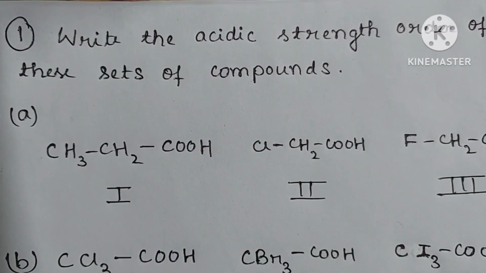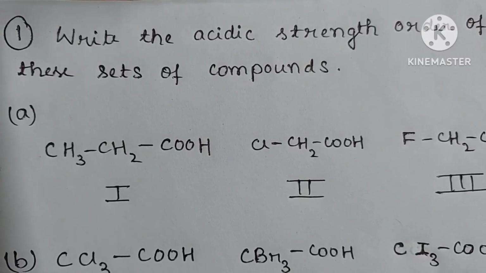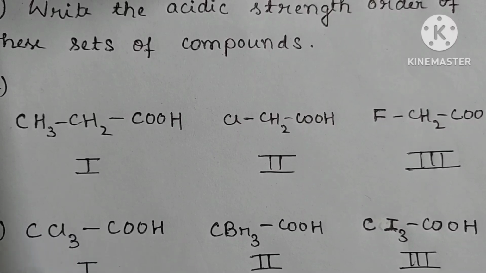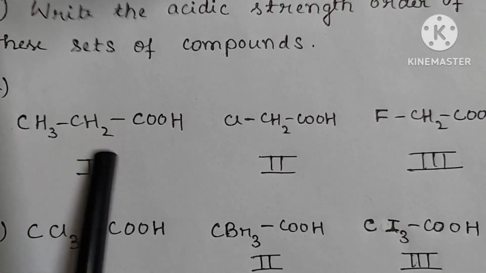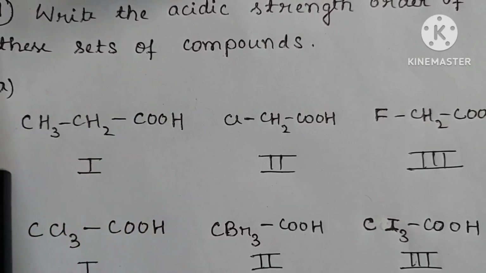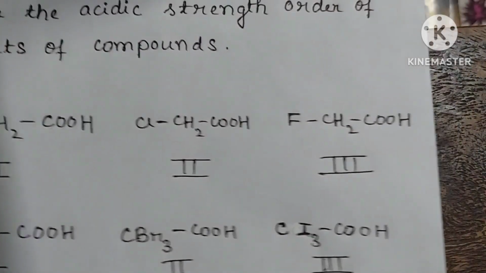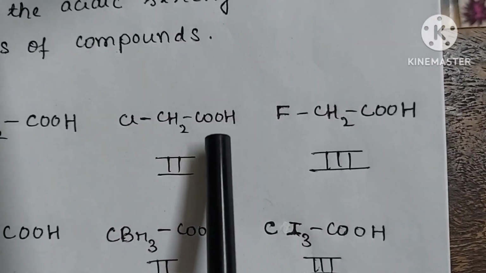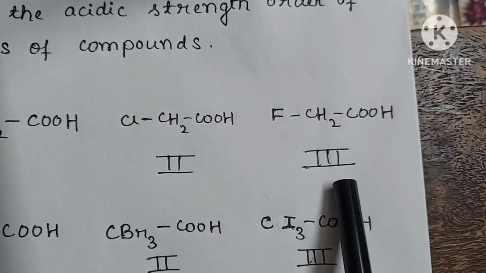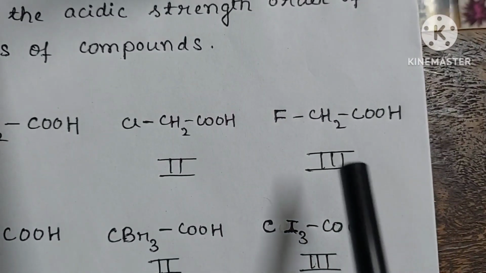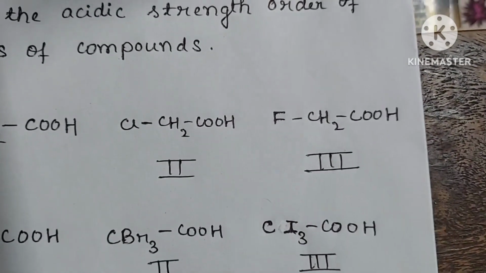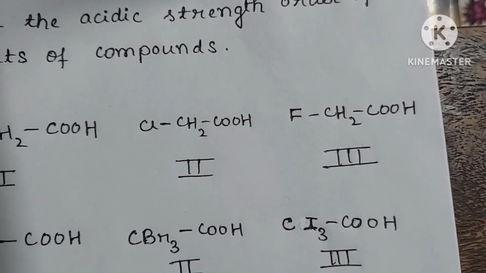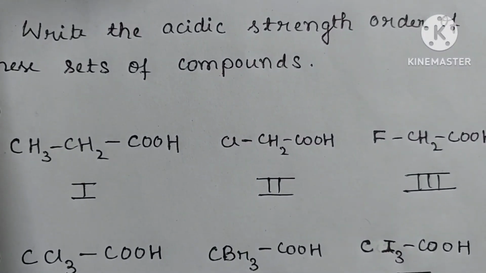So now let's start solving the question. First question, first see the question. Here it is given that CH3, CH2, COOH. This is the first structure. In second structure, what is there? Cl, CH2, COOH. And in the third structure, it is given fluorine, CH2, COOH. Now tell me which one is having minus I effect and which one is having plus I effect.